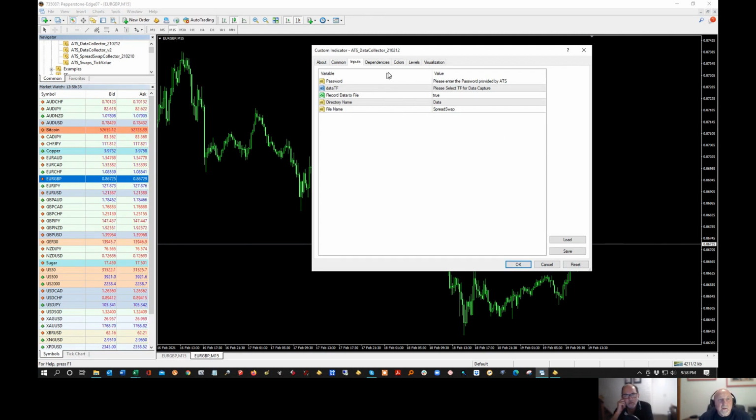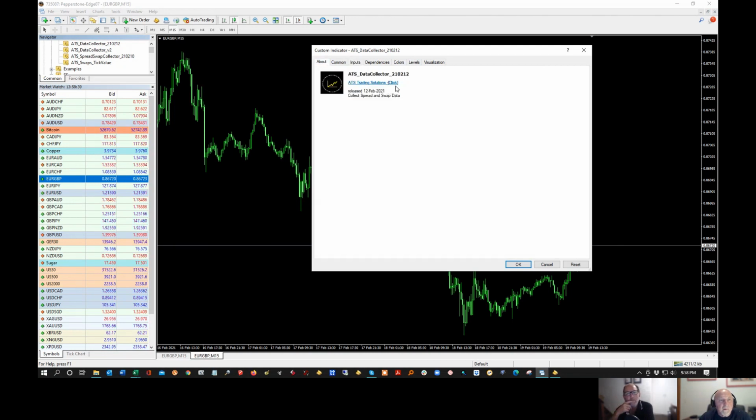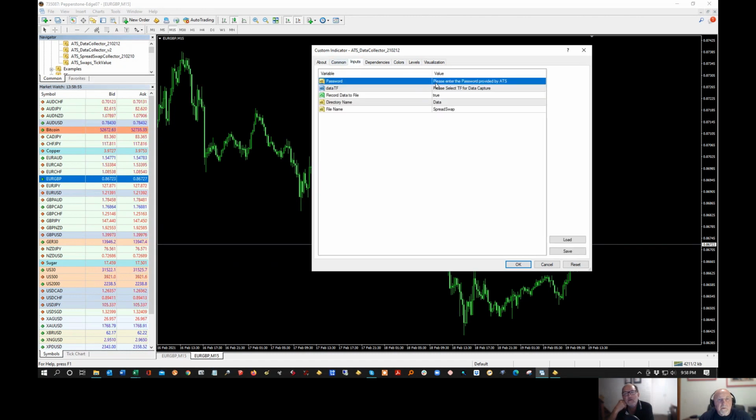So here is the input screen. You can see here at the beginning where we've got the new data collector name. The name includes a date, so we can keep track of what's going on in terms of date. So it's the year's 21, February the 12th was when it was created. So the inputs are, password is pretty normal, and Rich will tell you about the password when we post it up on the forum.